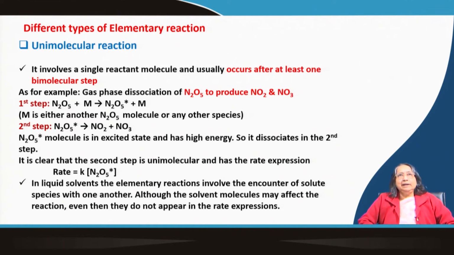Okay. Something like a unimolecular reaction. Uni means one, we know. So, a unimolecular reaction involves a single reactant molecule and usually occurs after at least one bimolecular step. Why is it written here? After at least one bimolecular step. This is very important.